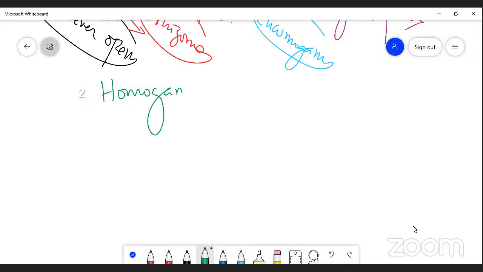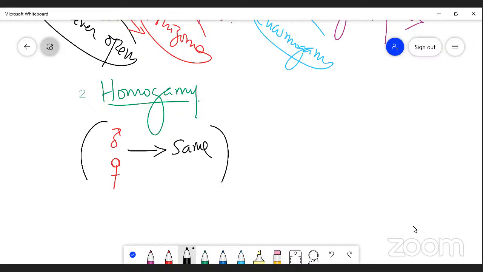Homogamy. Homogamy is nothing but both androecium and gynoecium, or the male flower and the female flower, may mature at the same time. I repeat once again, both androecium and gynoecium attain maturity at the same time. That is called homogamy. Homogamy is when the androecium, I mean the anther, and the gynoecium mature at the same time.